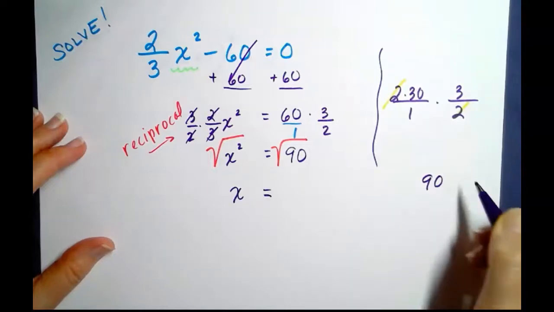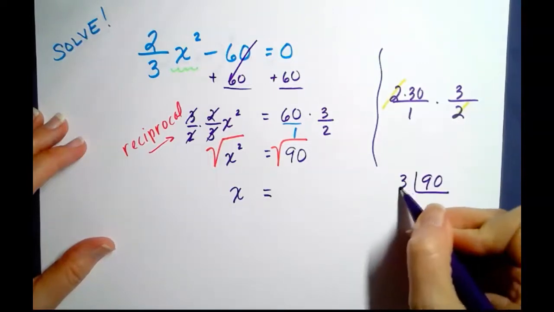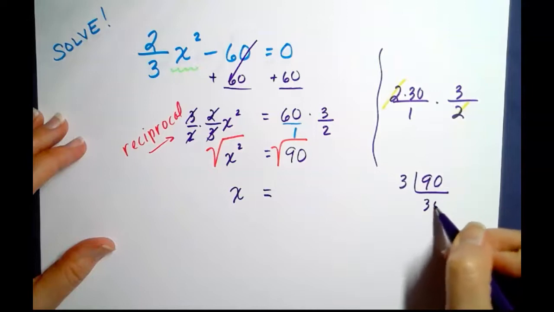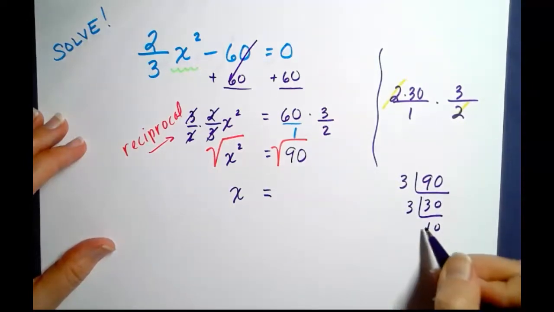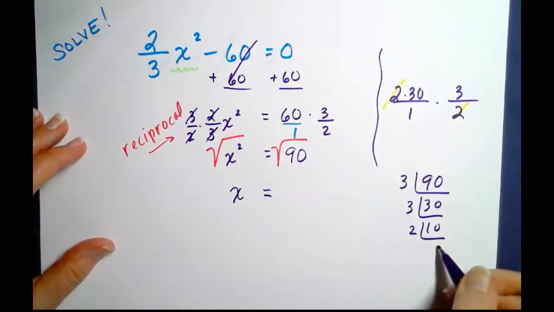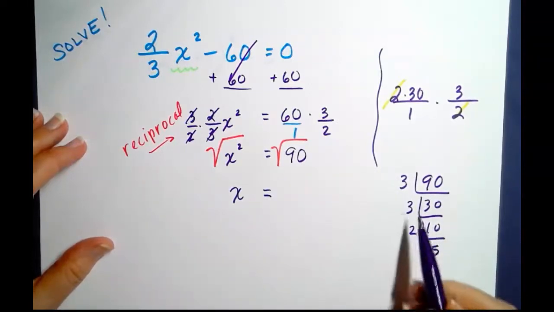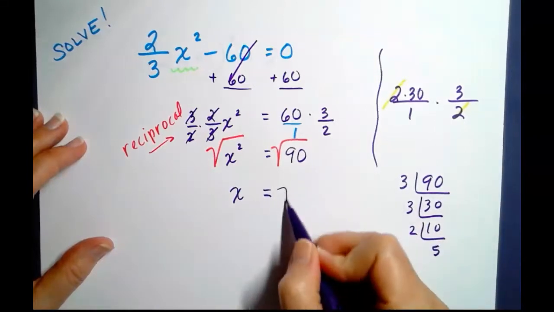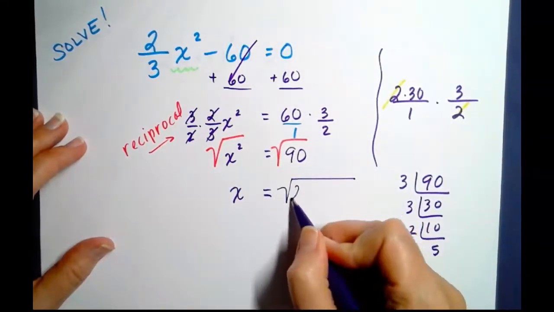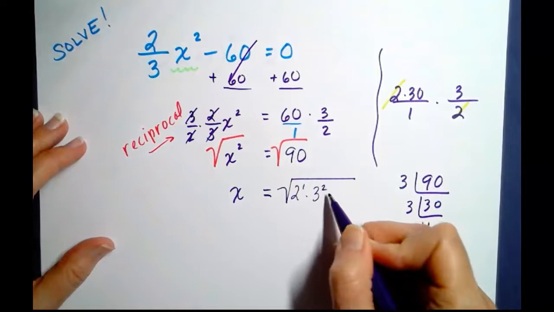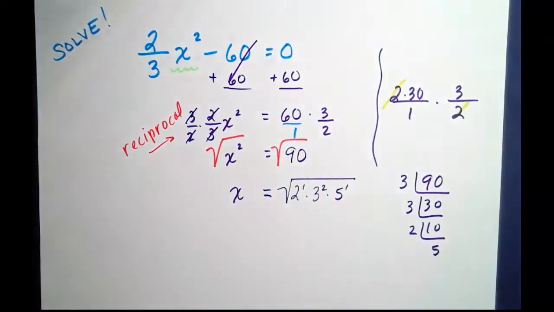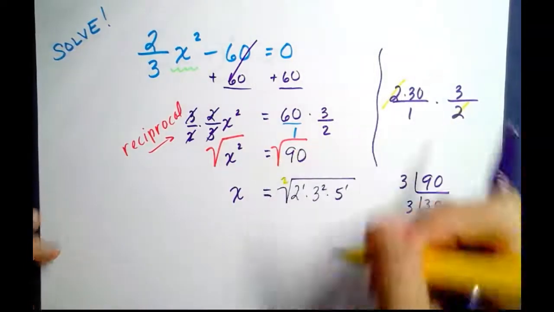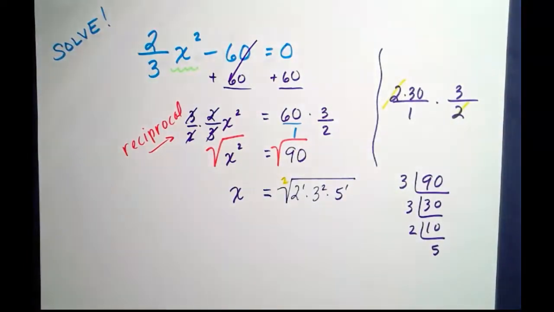Let's make a factor ladder for 90. 90 divided by 3 is 30. 30 divided by 3 is 10. 10 divided by 2 is 5. 3 times 3 times 2 times 5. So underneath our radical, we have 2 to the first, 3 squared, 5 to the first. The index of this radical is 2 because it is a square root.